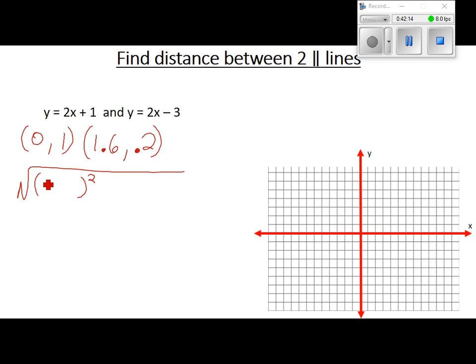We subtract these two. 1.6 minus 0, that's our x's. 0.2 minus 1, square that. If we punch all that into your calculator, some of your calculators will put parentheses in for you. Some of them you might have to put in. You got to be careful with that. So I'm going to punch it all in, and if you get the same answer I got, then you're probably all right on how to do it on your calculator. Hit second square root.